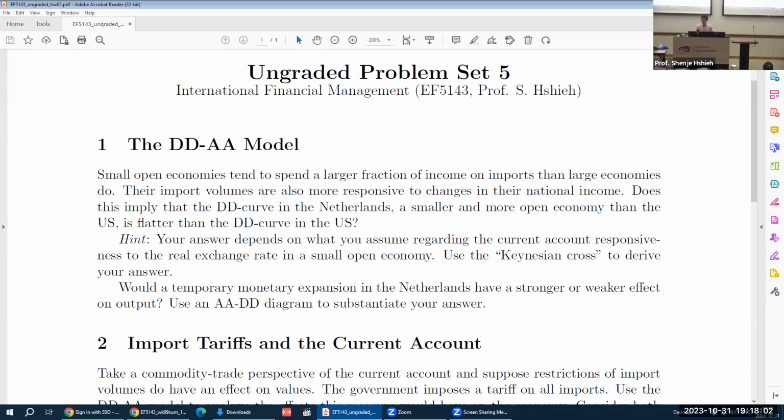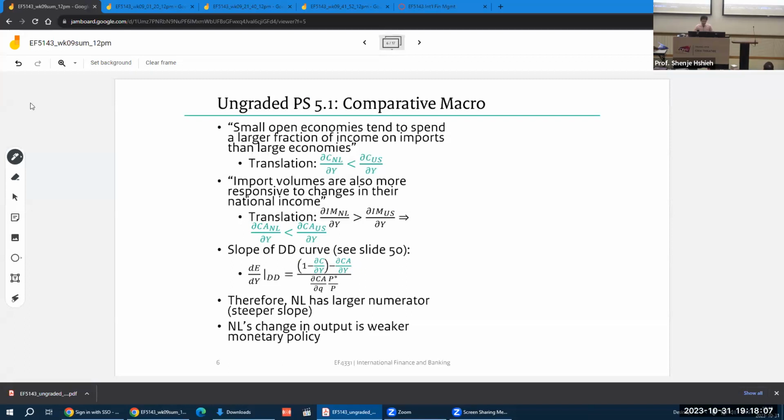Okay, so let's just walk through the sentences that you just read here and try to convert them into math, okay? The first sentence you saw is small open economies tend to spend a larger fraction of income on imports than large economies. So what that means is that their propensity to consume domestic goods, okay, is a lot smaller than the US.